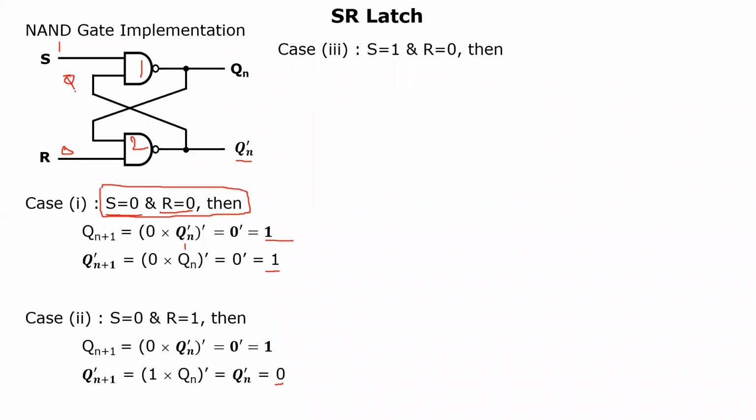Qn complement will be submitted here. Therefore 1 into Qn complement whole complement, because the NAND gate computes A into B whole complement. So 1 into Qn complement, whole complement, will be taken. For example, if this value is 1, then 1 into 1 whole complement gives Qn equal to 0 here. So whatever the value you have, if it is 1, it must be equal to 0. Understand? It must be equal to 0.